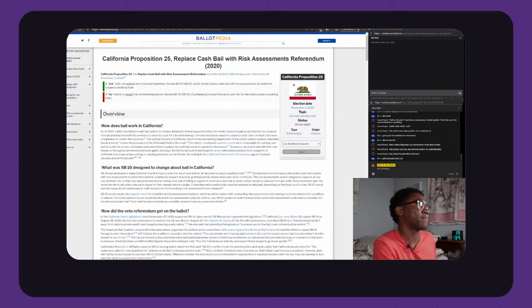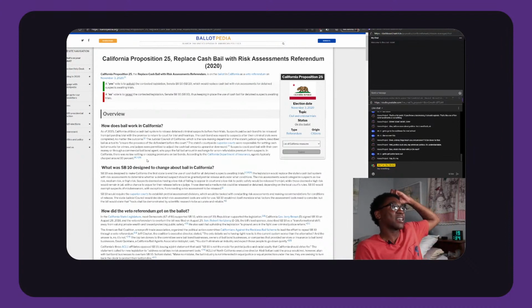Proposition 25 is replacing cash bail with risk assessments. And this is another very tricky one. A yes vote would uphold the contested legislation, Senate Bill 10, which is a Senate bill in California that would replace cash bail with risk assessments for detained suspects awaiting trials. A no vote would repeal the contested legislation that would keep cash bail in place.